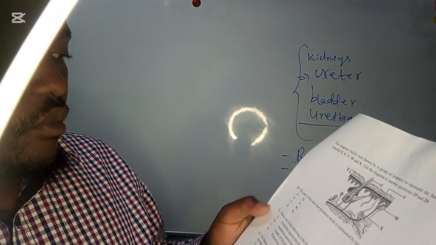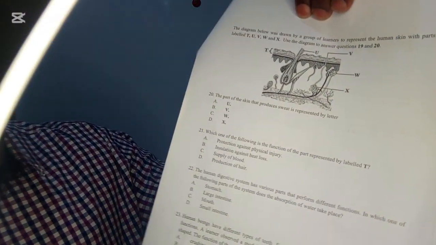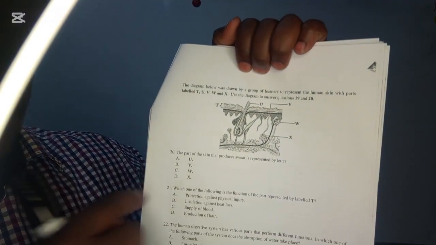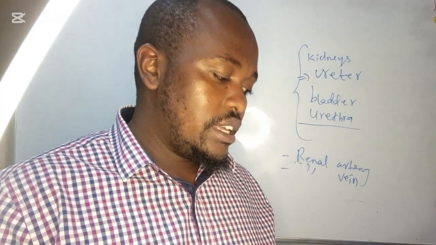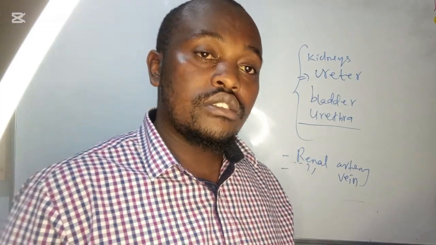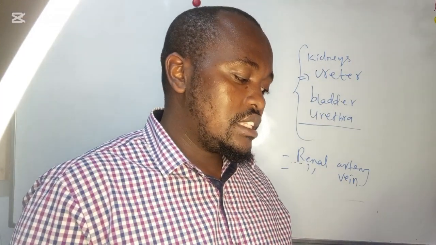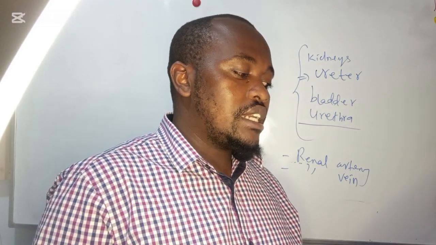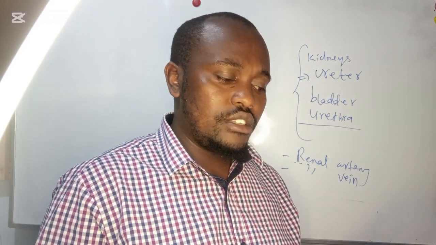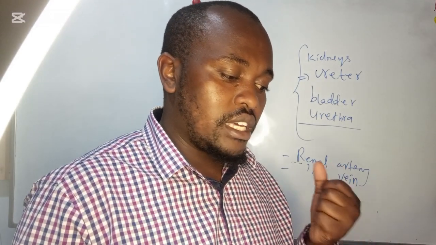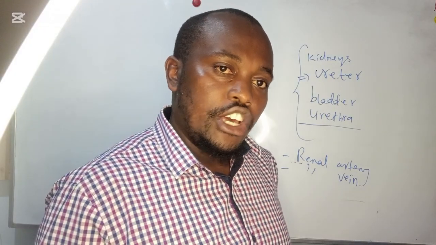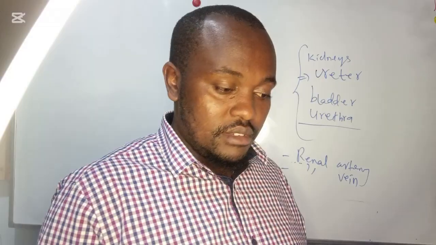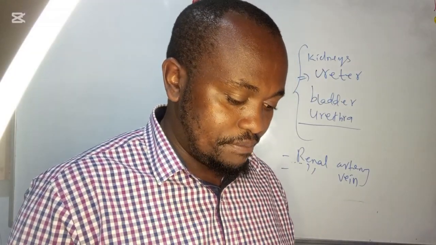Question 22. Before we go on, you need to know the parts of the human skin, by name and functions of each. So when you go and revise, look at those, and again look at the various diagrams that you have learned. You have learned about the skin, the kidneys, the lungs, and the heart. Know about those parts by name and functions of each.